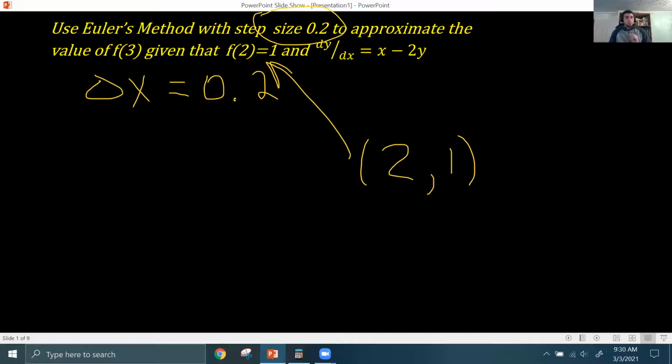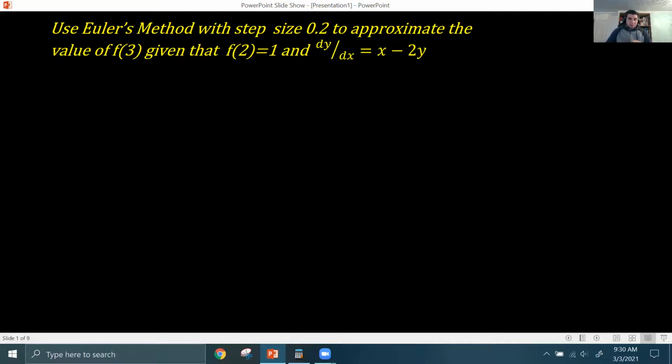Now, with Euler's method, since the step size is 0.2, that's how much the change in x is, and you're trying to go from x equals 2 to x equals 3, you know that's going to be 5 steps that you're going to do. Now, Euler's method is what we would call an iterative process. That means you take the answer from one step to use that to then get the answer for the next step, and so forth and so on, until you are all done with the problem.